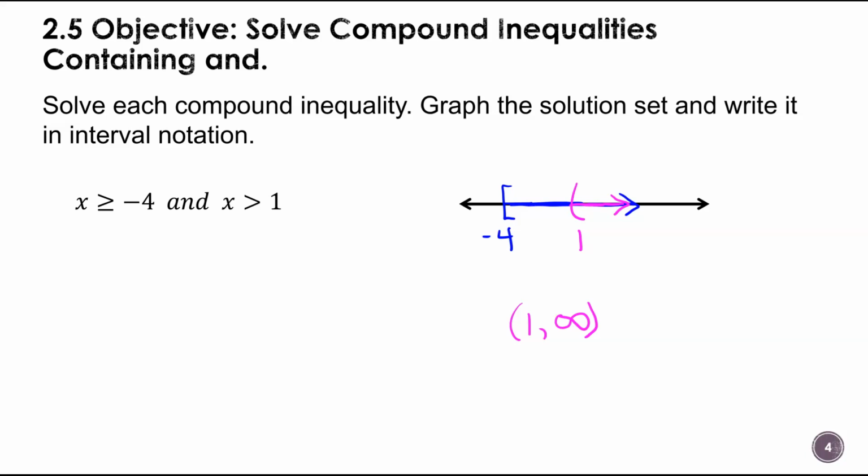Let's just think about 2. 2 is greater than or equal to -4, and 2 is greater than 1. 3, same thing. So you can pick some numbers in that interval and check. If I pick numbers between -4 and 1, then they only work for the -4 inequality, but they don't work for the one that's x is greater than 1.